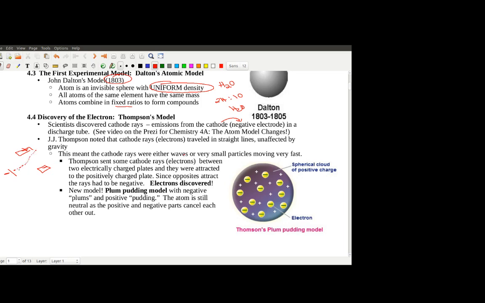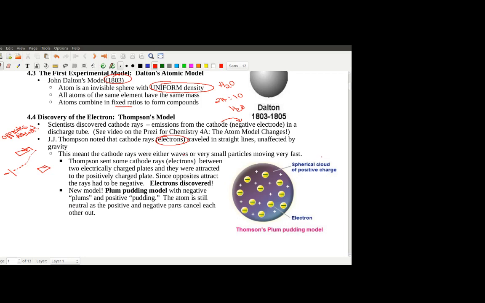Well, why would these little rays that he shot out bend towards the positive side? Well, it's because opposites attract. And that's something that's super important to remember. Opposites attract. And in chemistry, a lot of what we do is going to be dependent upon that. So these little particles that were shooting out bent toward the positive plate, so they must be negative. These cathode rays became known as electrons.